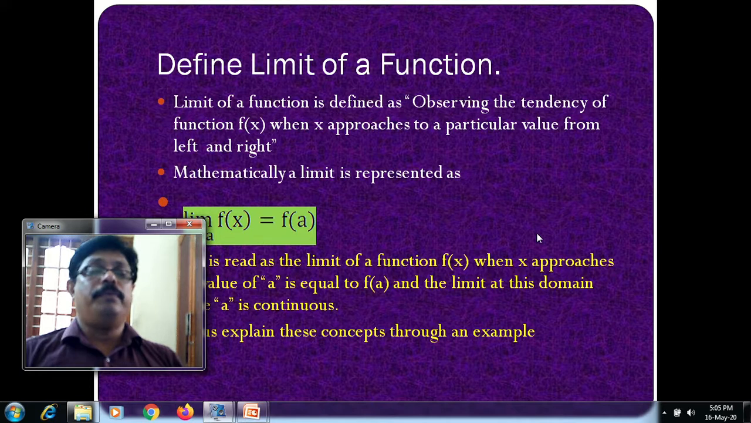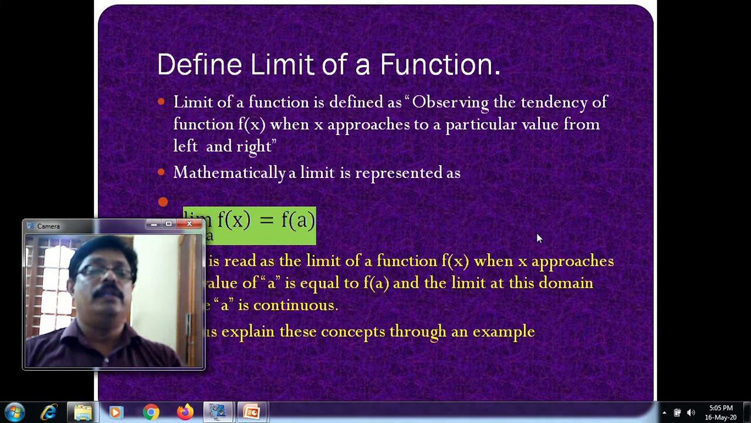So what is a limit? We are observing the tendency of a function f of x when x approaches a particular value from left and right. For example, your function is f of x is equal to x square. So you are substituting different values for x. When x is equal to 0, f of x is equal to 0. When x is equal to 1, f of x is equal to 1. When x is equal to 2, f of x is equal to 4. When x is equal to 3, f of x is equal to 9.